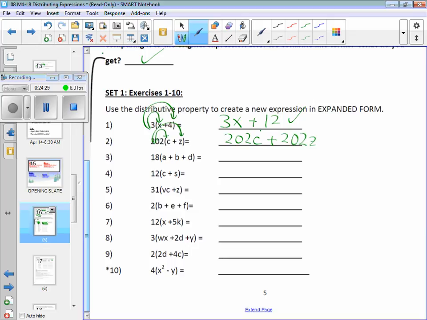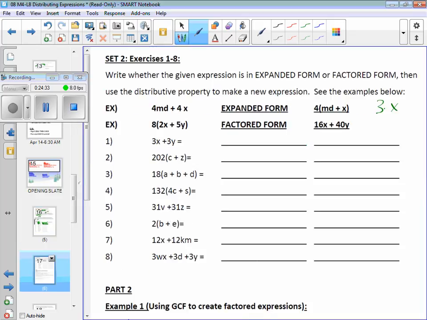All right, so 3 for 10. You'll do a little bit if there's time in class, you'll go to it. Otherwise, tonight. Now I'm on page 6, set 2. I'll do the first couple. There are some examples already, but let's do this one.